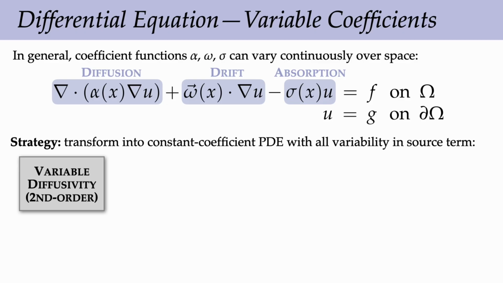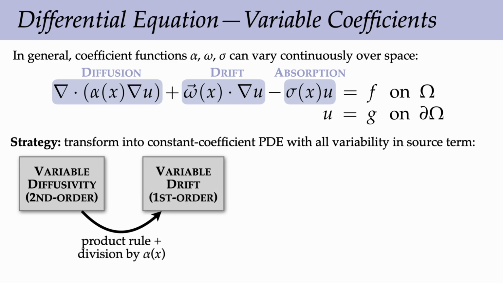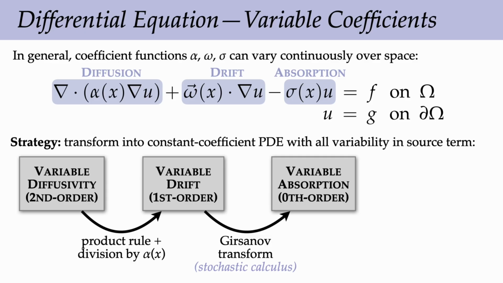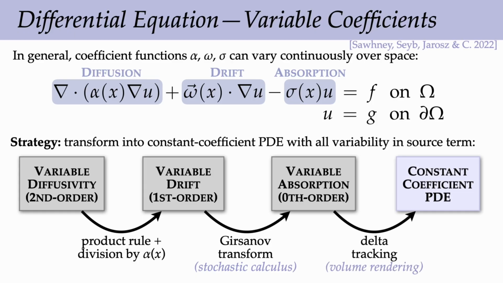So the sketch of this process is that we start out with our general second-order equation. To push all the variability from the second-order term into the first-order term, we basically just apply the product rule and divide by alpha. Then to push the variability from the first-order term into the zeroth-order term, we apply a Girsanov transform, which is basically a change of measure for our stochastic process. Finally, to move the variability from the zeroth-order term into the source term, we use a technique called delta tracking, which actually comes from volumetric rendering. Okay, and then we get a constant coefficient PDE that we can estimate using the estimators that we've already described.